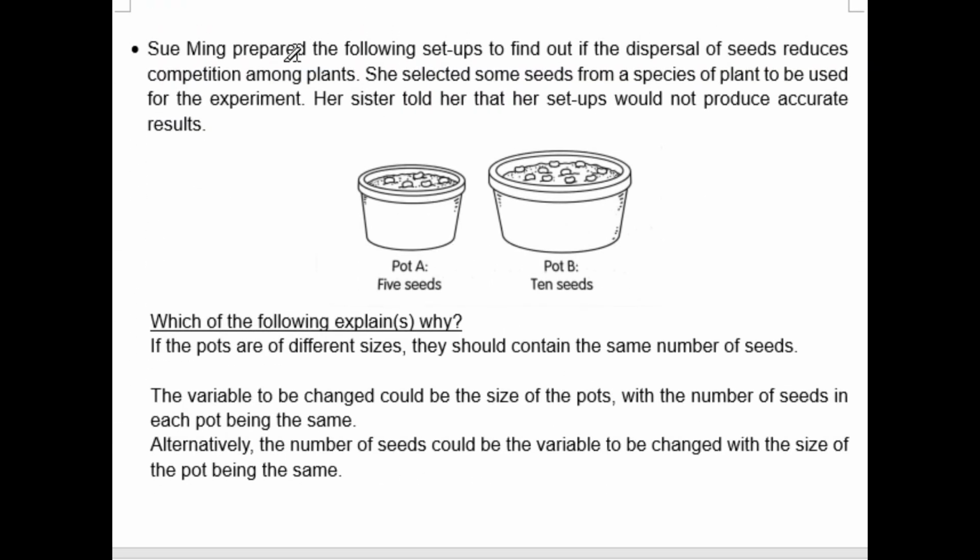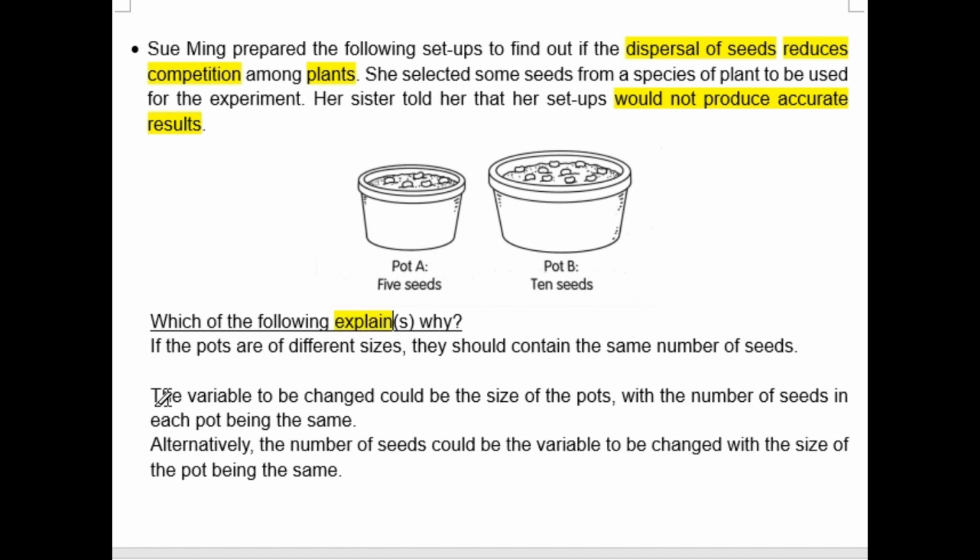Su Ming prepared the following setups to find out if the dispersal of seeds reduces competition among plants. She selected some seeds from a species of plant to be used for the experiment. Her sister told her that her setups would not produce accurate results.